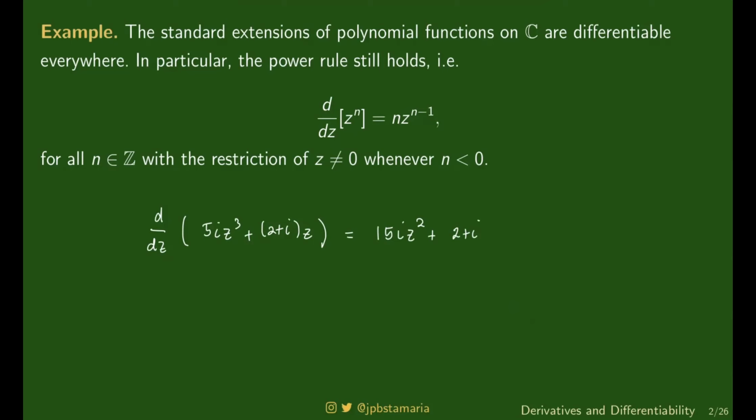Also, I just like to mention about this restriction. Kapag si n kasi ay negative, halimbawa z to the negative 2, di meron kang 1 over z squared. Totoo pa rin naman yung power rule na yan. May restriction lang dito, of course, that z cannot be 0 kasi nga nasa denominator yung z. Okay?